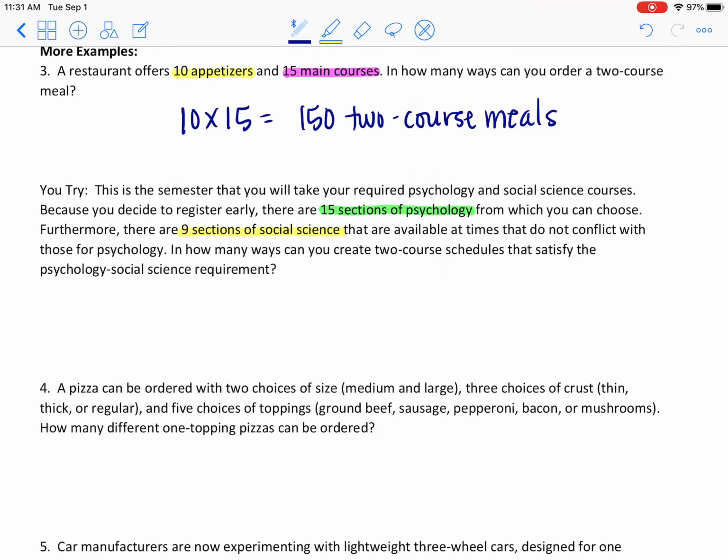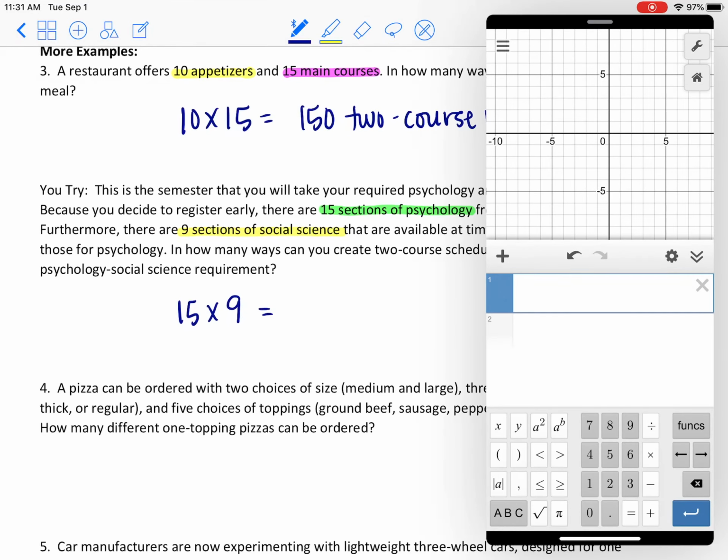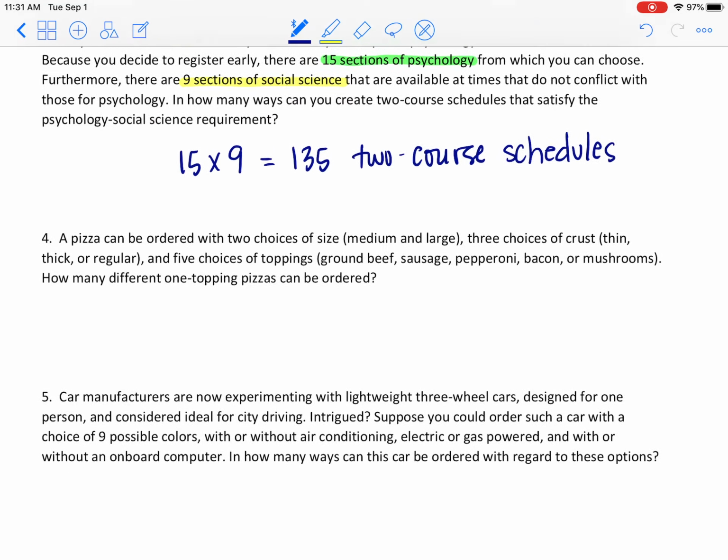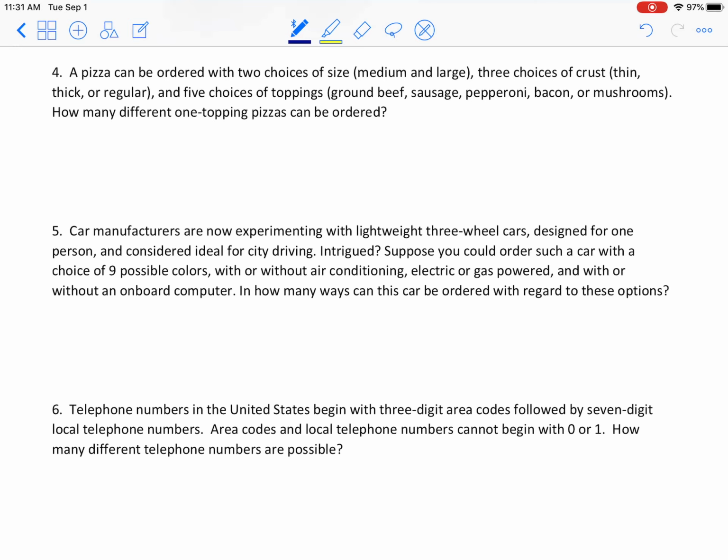So again, the counting principle says we can just multiply. Multiply the 15 options for psychology by the 9 options for social science, and 15 times 9 is going to be 135. So there are 135 different 2-course schedules that you could have created, which is just bananas, right? When you start thinking about how many options you have sometimes. All right, let's try another one. Number 4 says a pizza can be ordered with 2 choices of size.